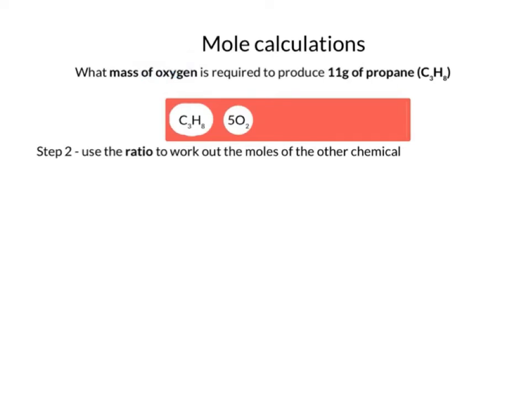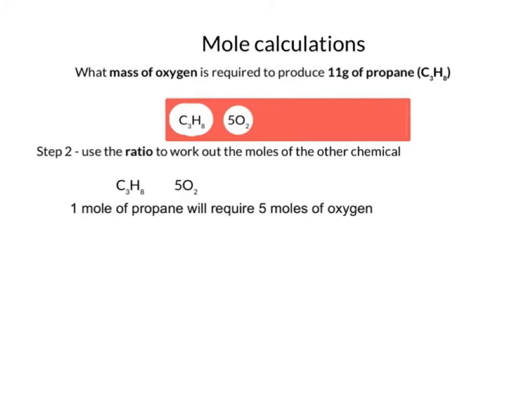So essentially then, what we have in this equation is we can see we have 1 mole of propane and 5 moles of oxygen. So that's the big numbers that are in front, remembering, of course, if there's a 1, we don't write it. So 1 mole of propane then will require 5 moles of oxygen to react.